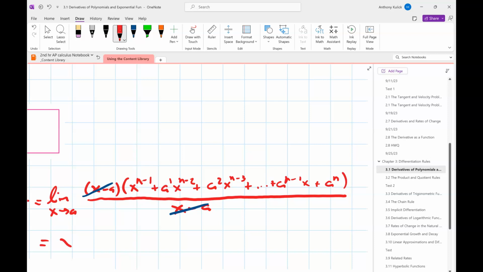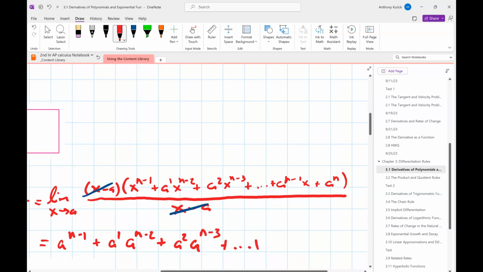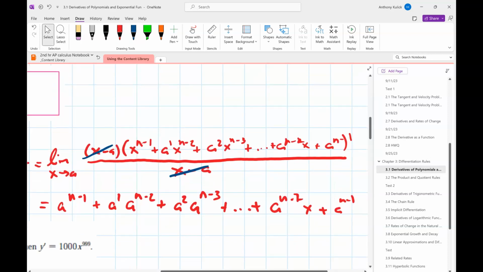So those reduce, and now I do my direct substitution, right? So I'm going to have a to the n minus 1 plus a to the first times a to the n minus 2 plus a to the second times a to the n minus 3, dot, dot, dot, plus a to the n minus 1 times... oops, that's not supposed to be x anymore, that's an a.